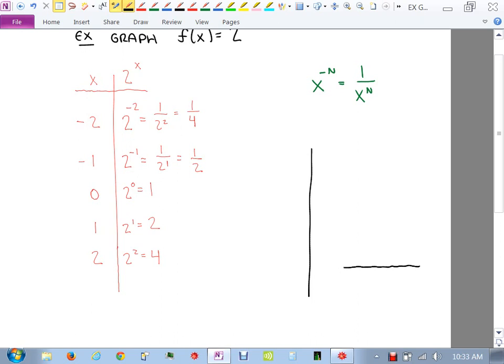Since I know I'm only going to get positives out, I'm going to draw my graph like this. At 0, I should go up 1, right? So I'll say that's 1. So I have that point right there. At 1, I'm at 2. At 2, I'm at 4.